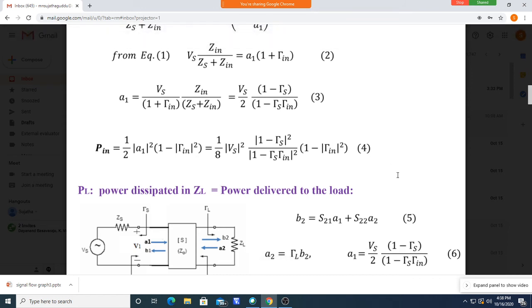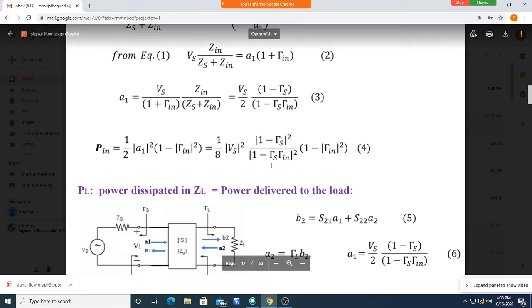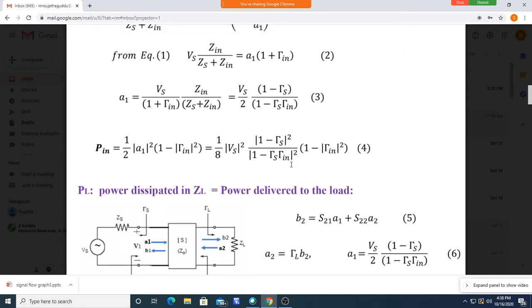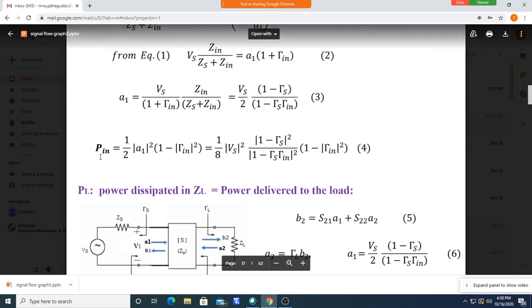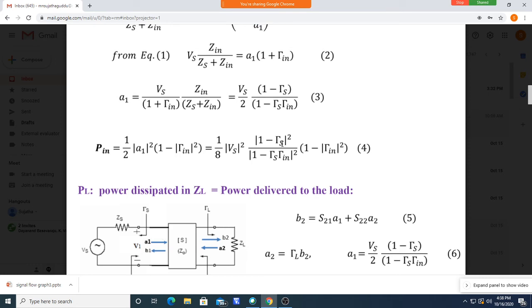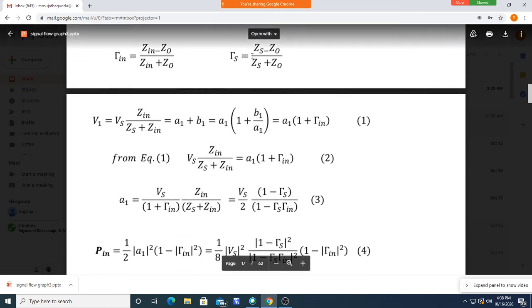So what is the input power now? You can get the input power from this equation. Using this equation, you can calculate the input power. Observe carefully that PIN depends upon Γs. What is Γs? It is related to ZS. And Γin is related to all the S parameters. You should calculate Γs from this equation.